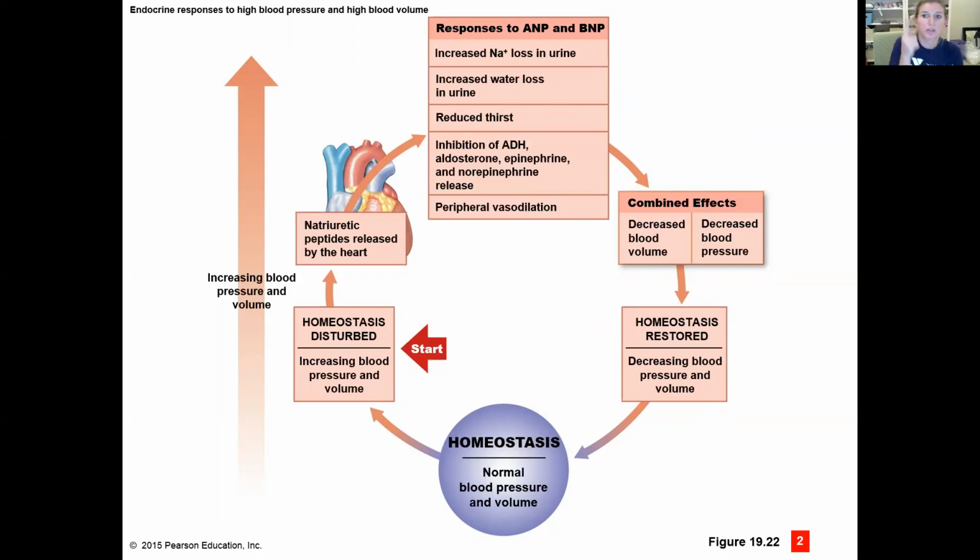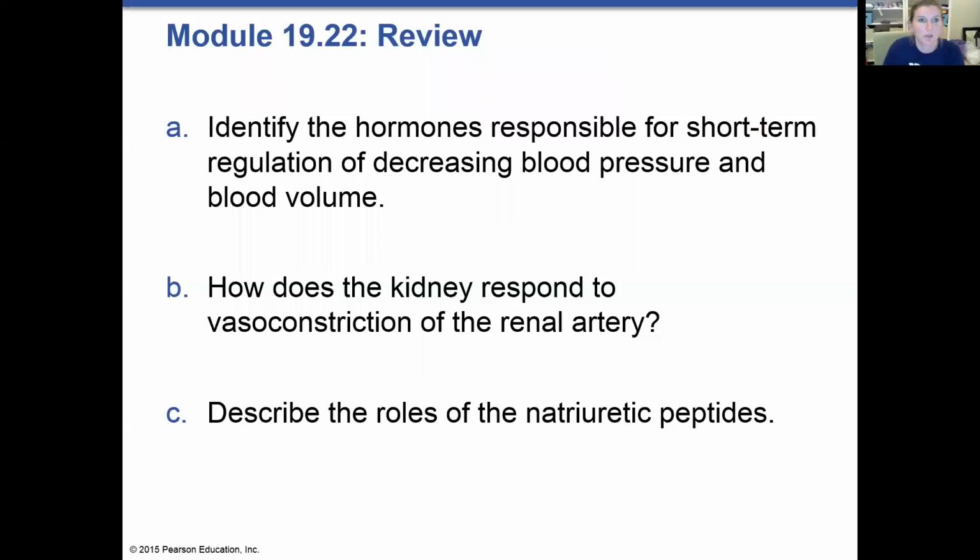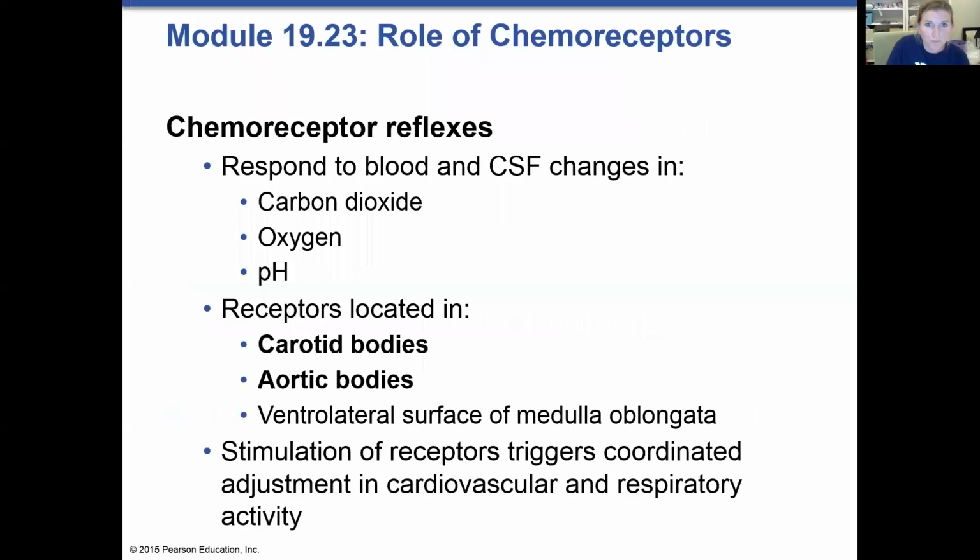So ADH and aldosterone were retaining sodium, retaining water. ANP and BNP are increasing sodium loss, increasing water loss, reducing thirst, inhibiting ADH and aldosterone, and they're dilating the peripheral vessels to decrease the pressure. So overall decreasing blood pressure, overall decreasing blood volume, getting you back to homeostasis. You can pause the video here, go back and review.